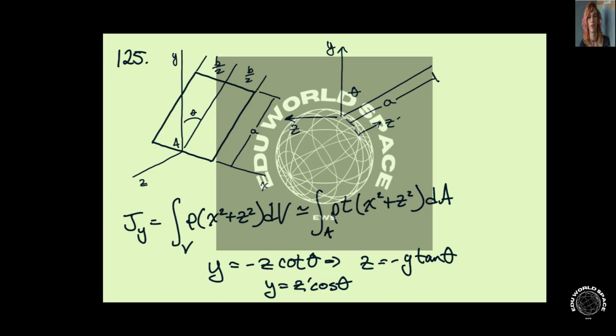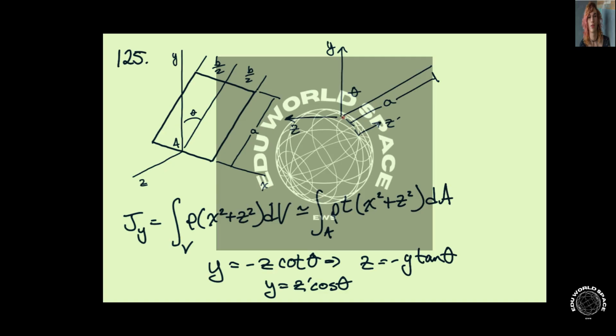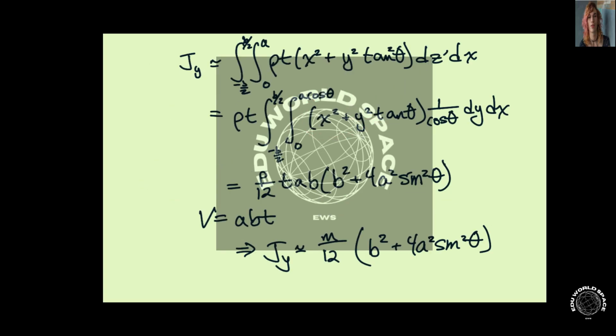If theta is pi over 2, then we have a plate that's flat like this, and that's where we see that a squared has maximum importance. Obviously, if we're trying to spin it about this axis and it's very, very long here, it's going to have a lot of inertia resisting spinning about the y-axis. So that makes sense. So that is about the y-axis.